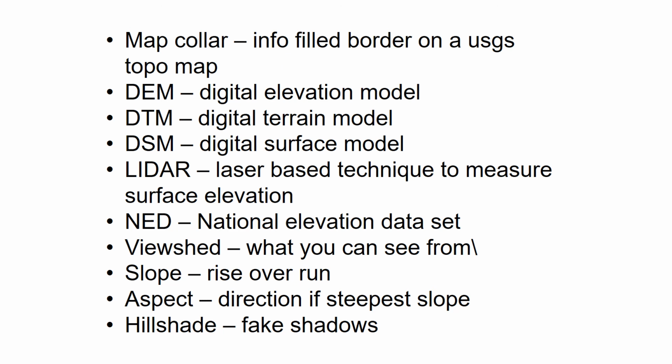A viewshed is just like a watershed, except it's based on sight. So from a DEM you pick a location and it identifies physically what can or cannot be seen from that location. We also measure a lot of other physical parameters from a DEM, like slope, which is rise over run. We measure aspect, which is the direction of the steepest slope, and we do hillshades, which basically amounts to nothing more than fake shadows.